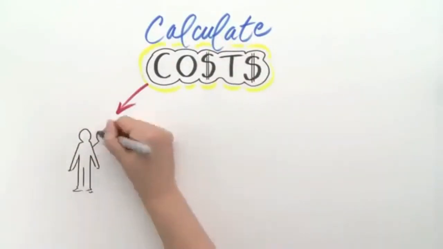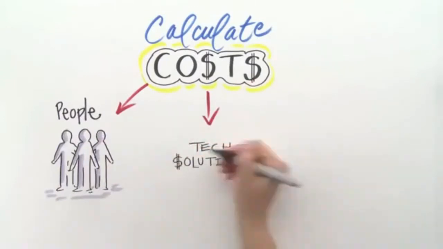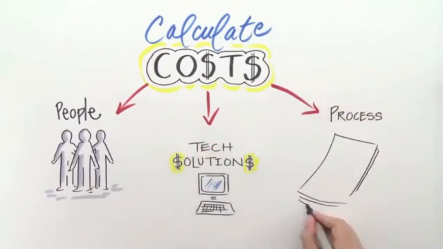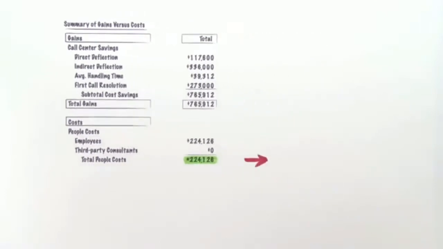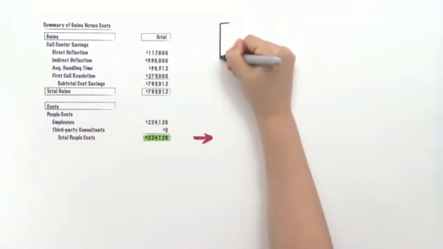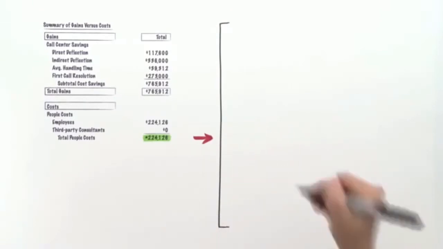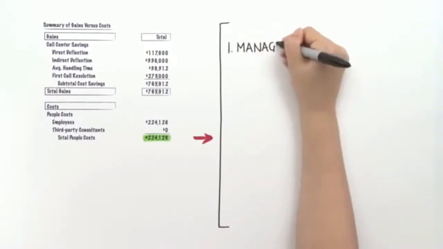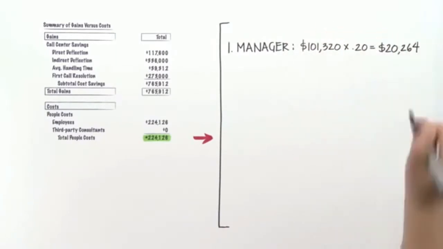Next, you're ready to calculate the costs. Here are the three main costs: those related to people, the price of the technology solutions, and the cost of implementing the process. Let's look at the typical people costs. Some of your people will work on the program part-time, and others will be full-time. For each person, you want to multiply their compensation, which includes salary and benefits, by the amount of time they'll spend on the project. So let's assume you'll need the following people: a manager at about $100,000 per year at 20% of their time. That comes to $20,000.